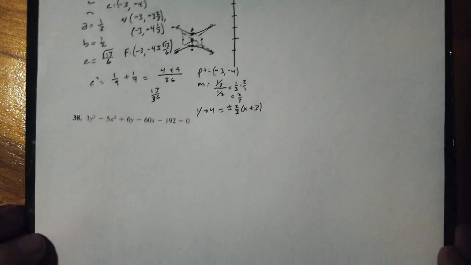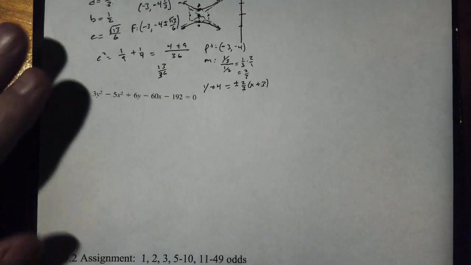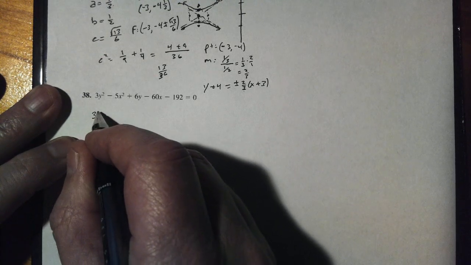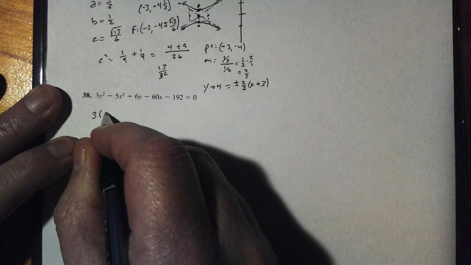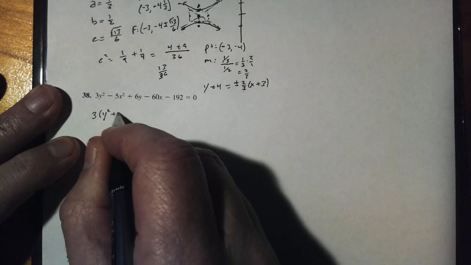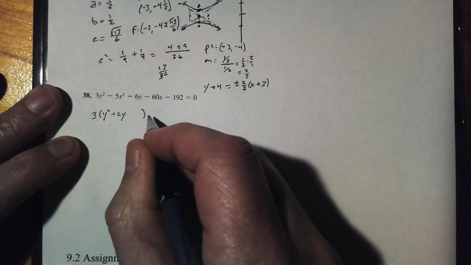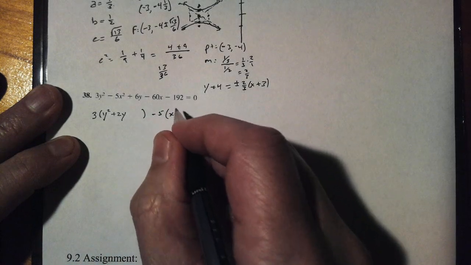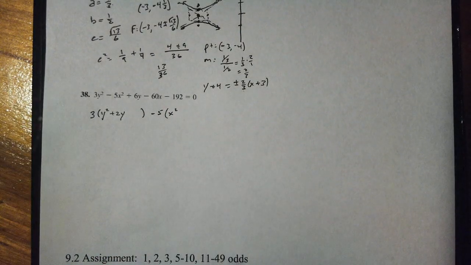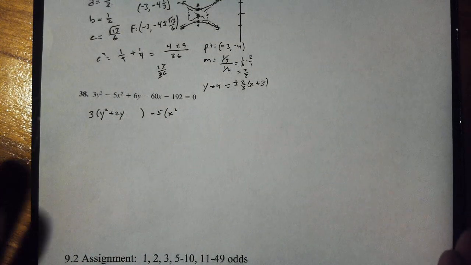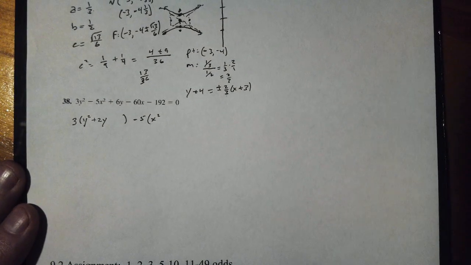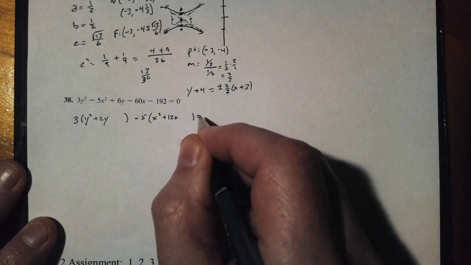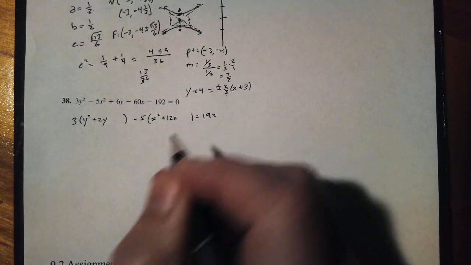38. Oh, now we got to do some work here. Now we got to complete the square. A little bit more dangerous. 3 times y squared plus 2y, leave a blank, minus 5 times x squared. Here's the most common error, the very next thing we would write: factored out a negative 5, so plus 12x equals 192.